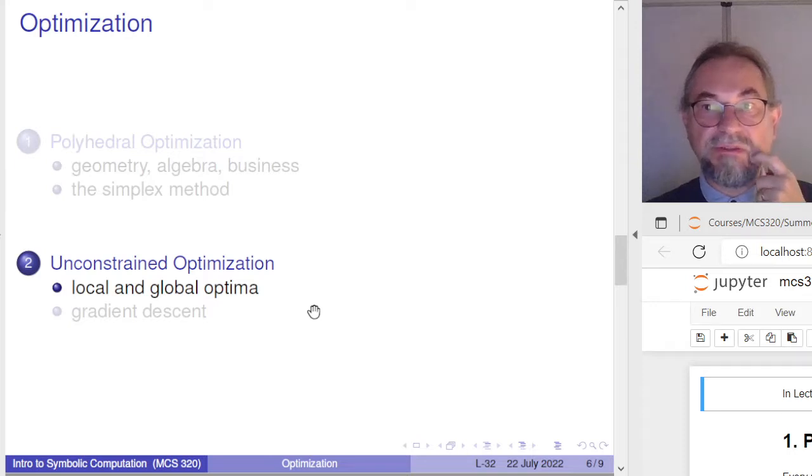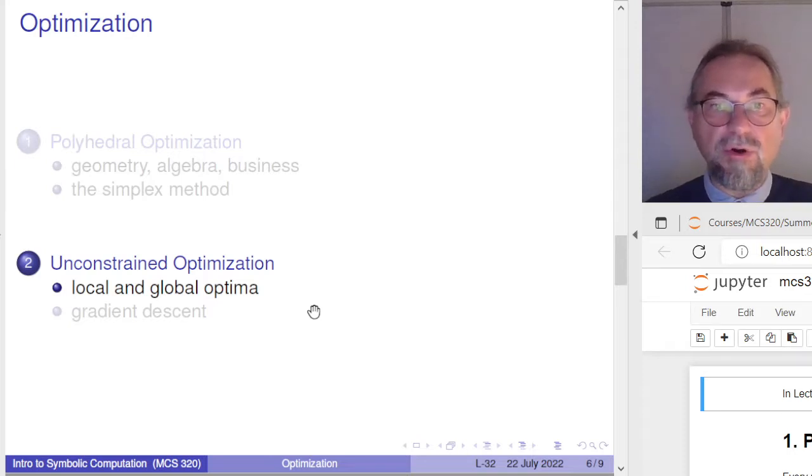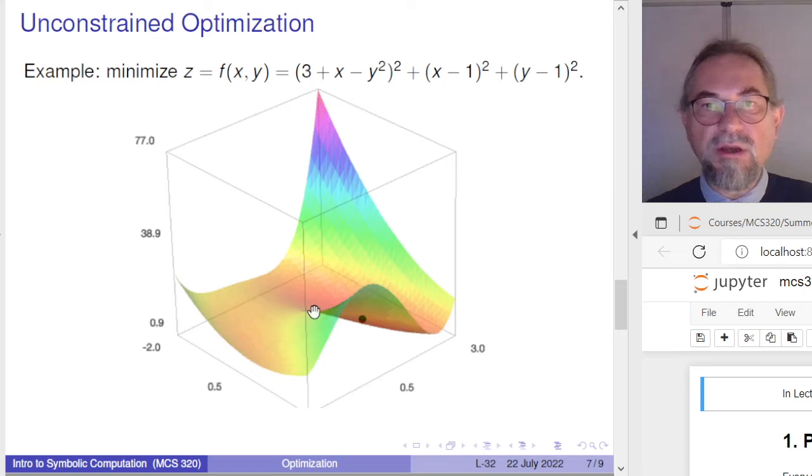Okay, so that was the polyhedral optimization. In the unconstrained optimization, we have a surface. That's again the geometric interpretation. What we have given on input is a function of several variables. So I limited the number of variables so that I could still draw the geometric interpretation.